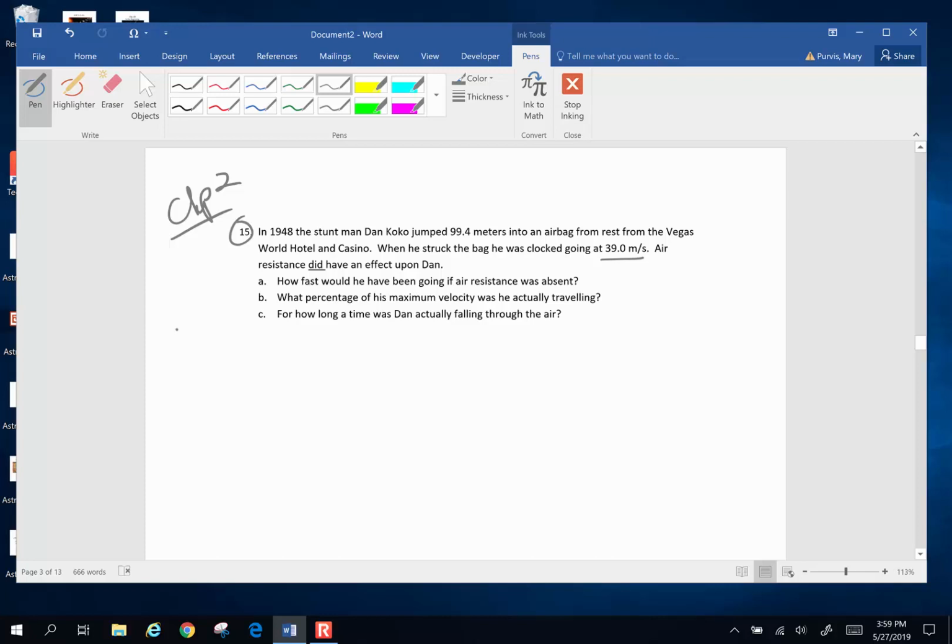So, first off, for part A, we want to find what would have been his final velocity with no air resistance. So final velocity is question mark. He fell, so original velocity is 0. He's accelerated by gravity at 9.8 meters per second squared, and the distance he fell was 99.4 meters. If you look at these variables, what equation pops to mind?